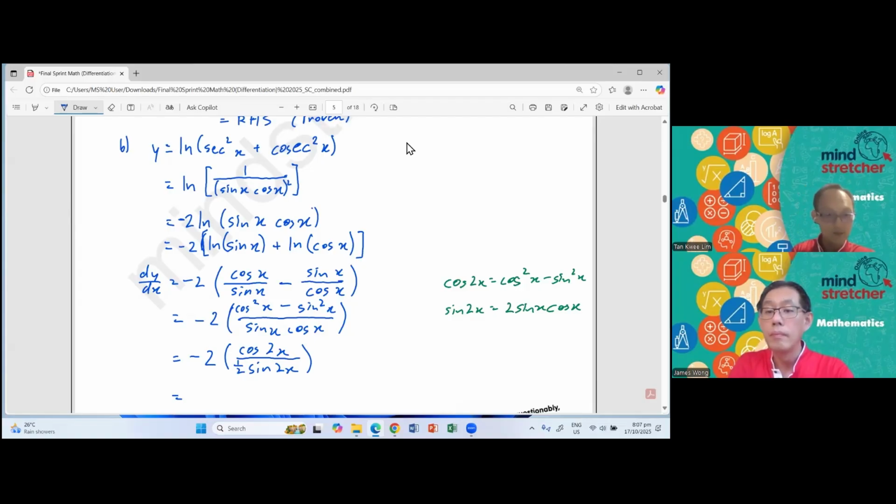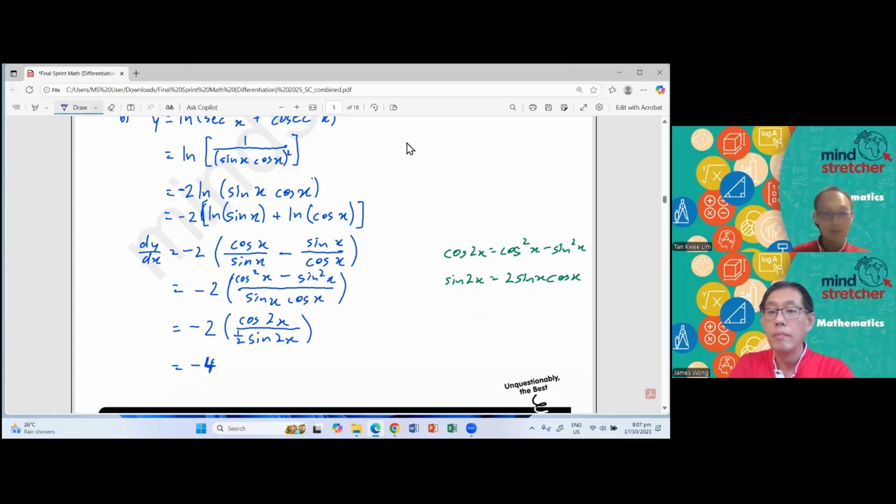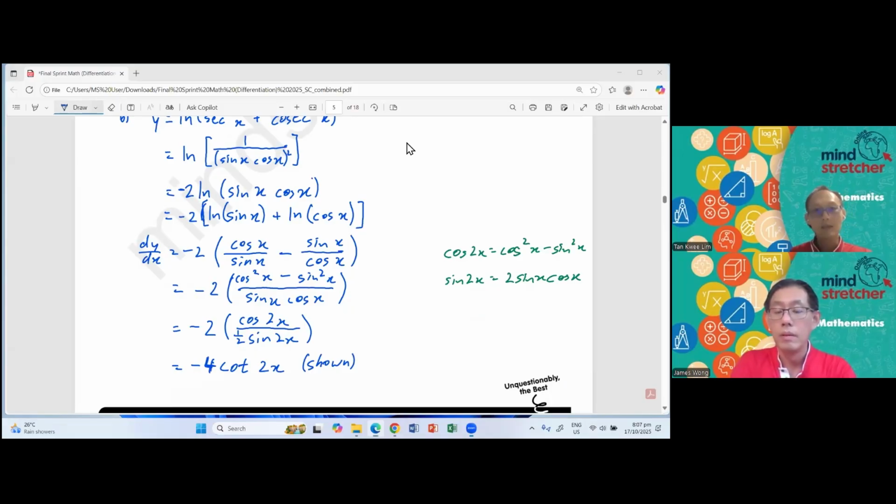And this half over here means it is going to become a 2. So 2 times -2 would be -4, right? And cosine 2x over sine 2x will give me cotangent 2x. So that is what you are supposed to show. Therefore, shown. Okay, I'll hold on for a short while. Let's take a look if anyone has any question.